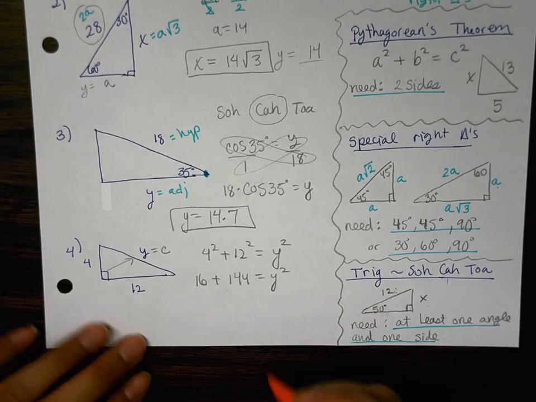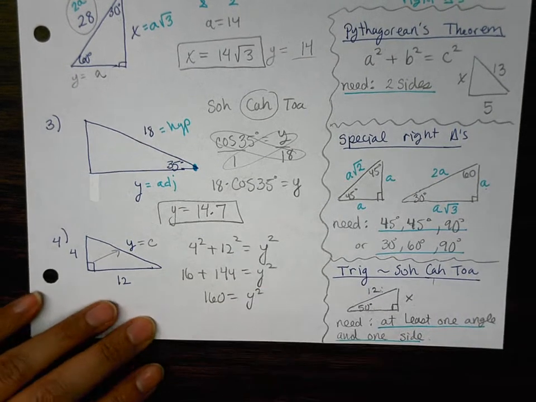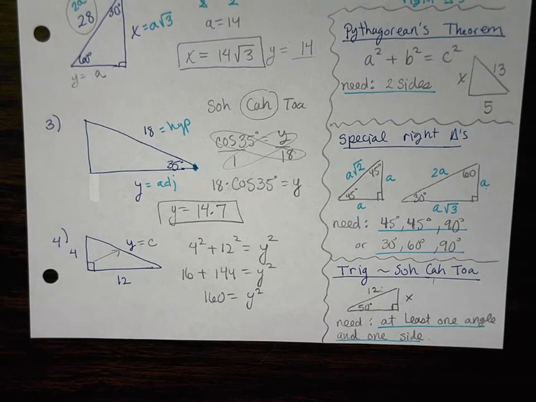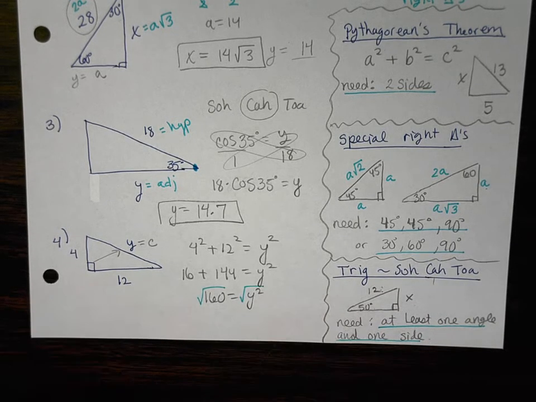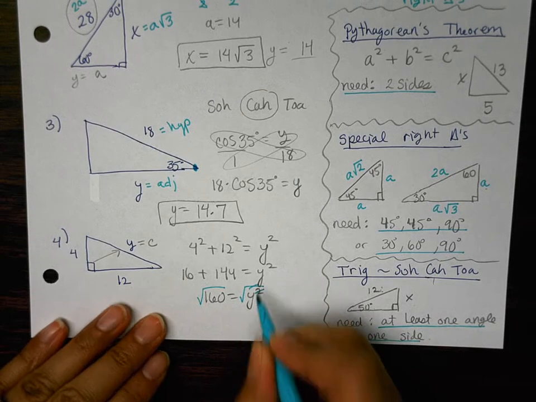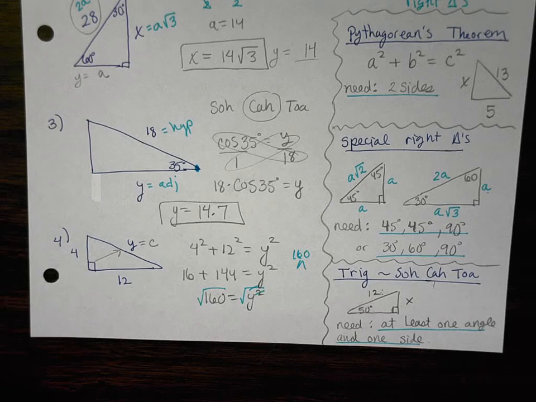All right. What's 16 plus 14? 160. What do we do to both sides to undo the squared? Square root, because they are inverses of each other. We're going to talk more about inverses today. They undo each other. What do you have to do with the 160?